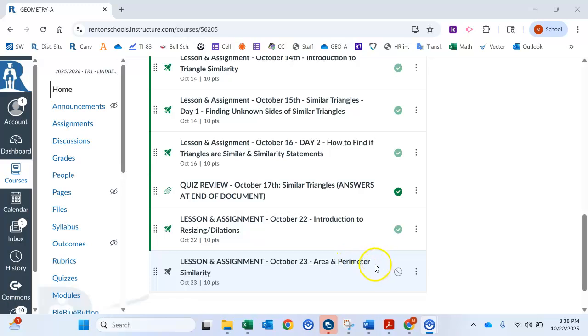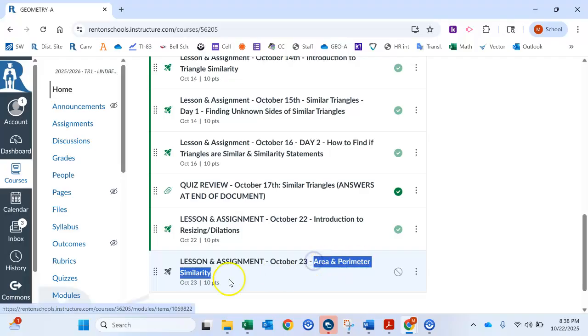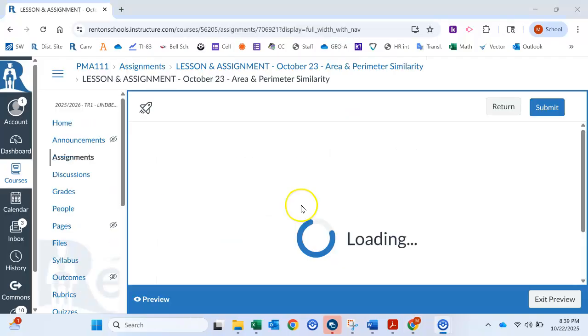Okay, hello. Today we are doing area and perimeter similarity, our lesson and assignment on that. So please open that.